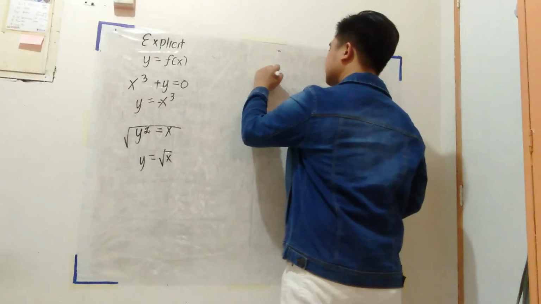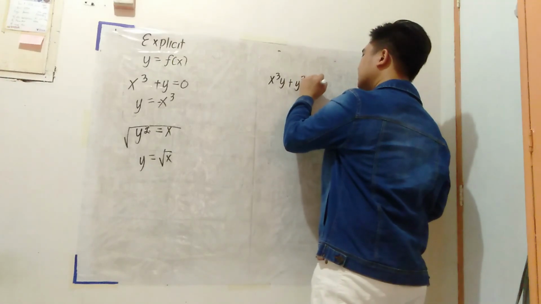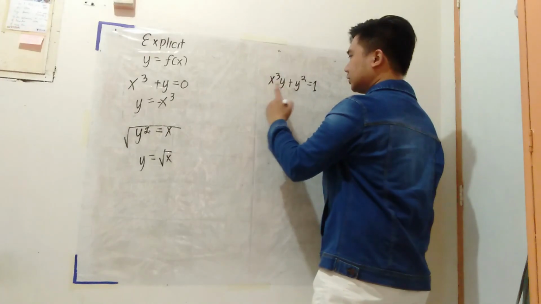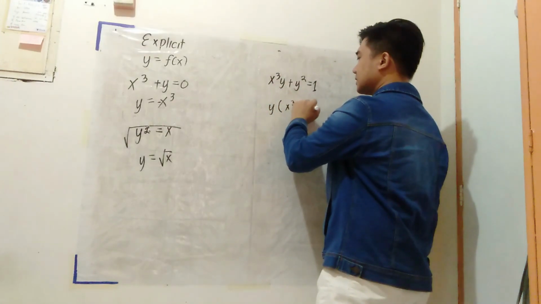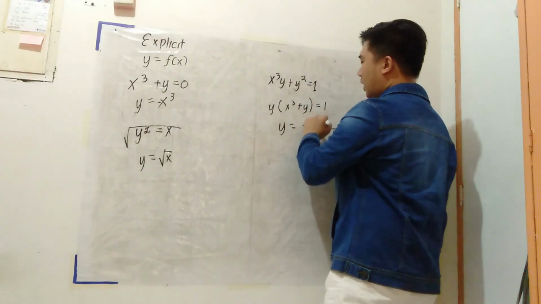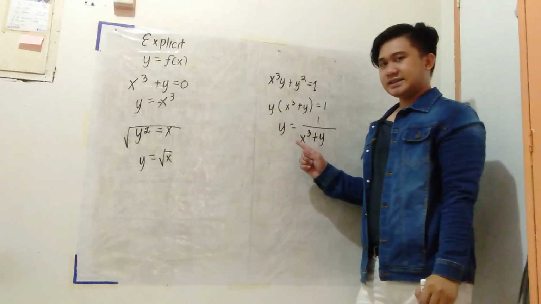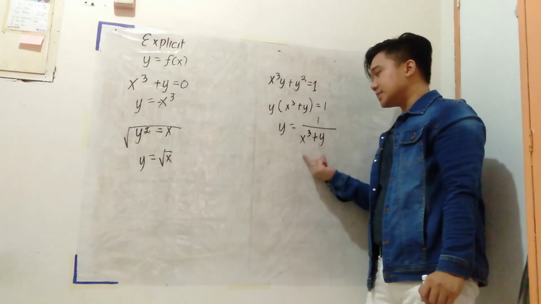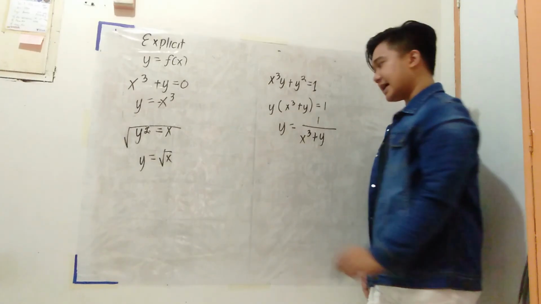Example guys, x cubed y plus y squared is equal to 1. Kung ipa-factor out ko to, y is equal to 1 over x cubed plus y. So as you can see, hindi mo ma-express fully si y in terms of x. Kita?